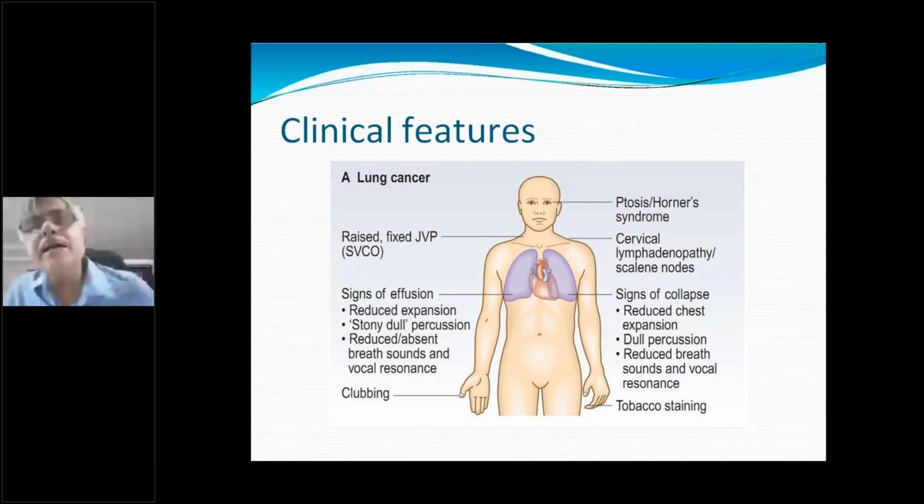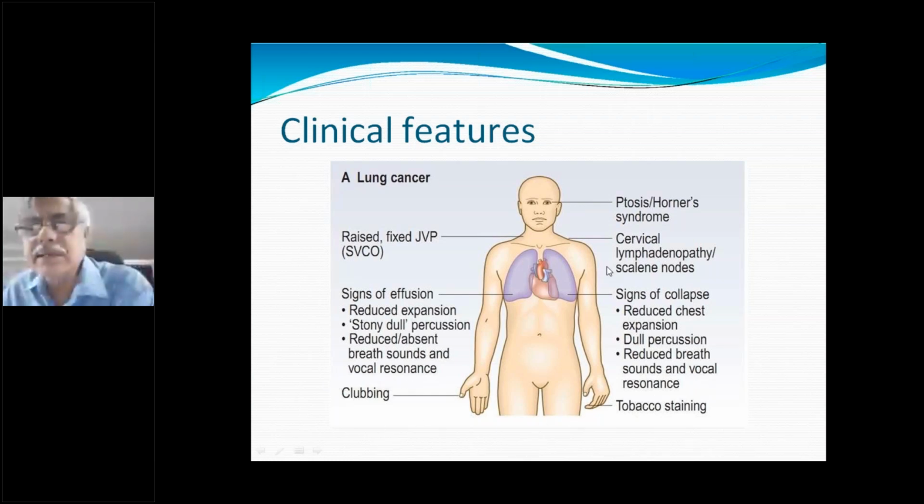Grade 3 clubbing you will actually find in suppurative lung conditions like bronchiectasis, lung abscess, cystic fibrosis. They are all suppurative lung conditions where pus is there. But along with grade 3 clubbing, grade 4 is HPOA, hypertrophic pulmonary osteoarthropathy. Okay, that is clubbing of the fingers.